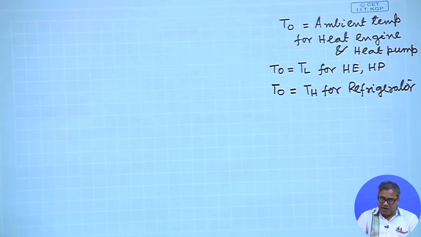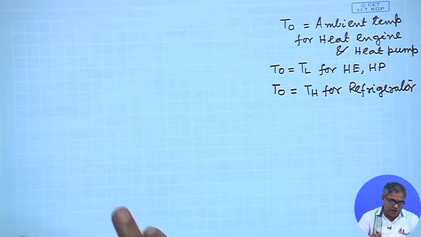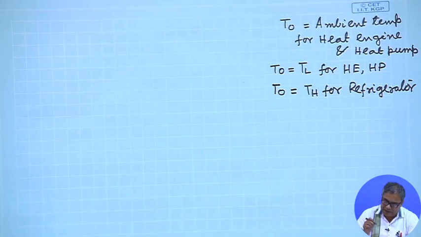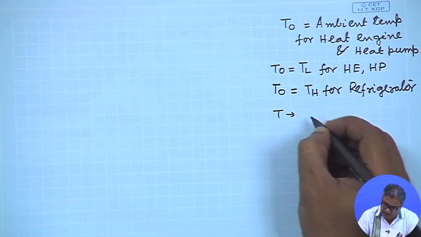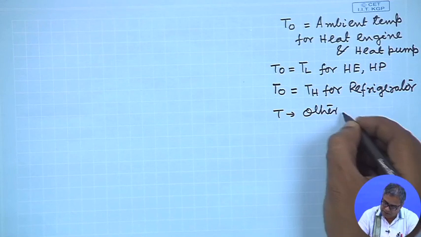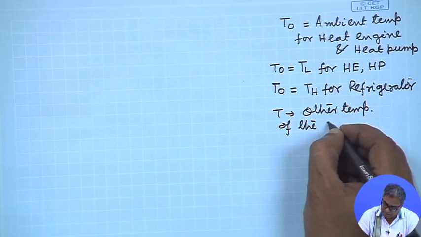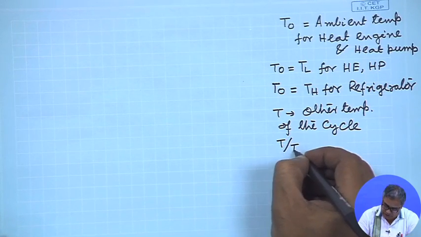The space where we are producing the cooling effect will have a low temperature compared to the ambient. That's why the ambient temperature T 0 here is equal to T h, and the other parameter which we want to take, I am defining as T. T is the other temperature of the cycle, and the parameter which I would like to define is T by T 0.